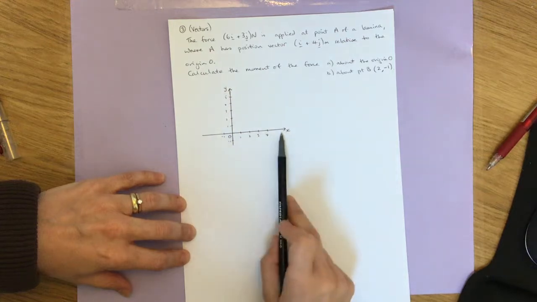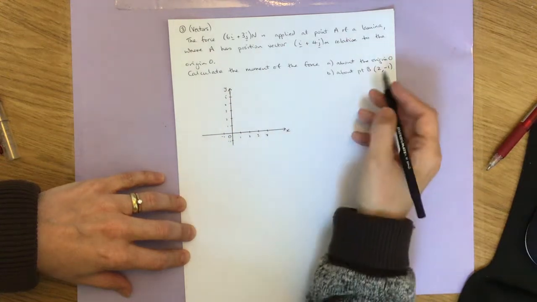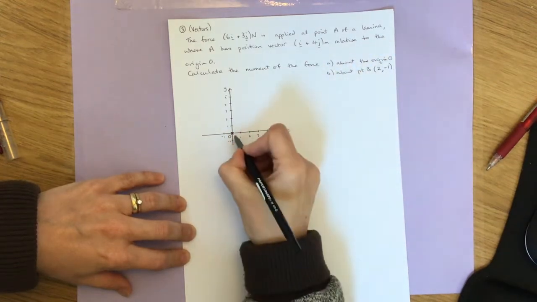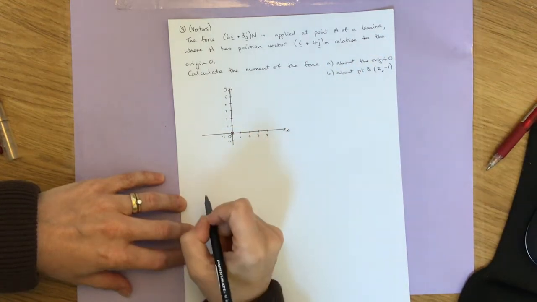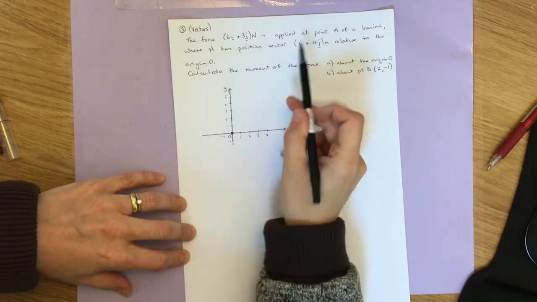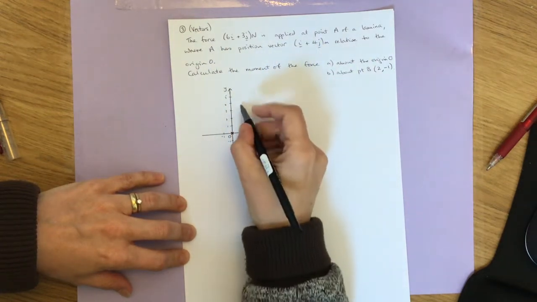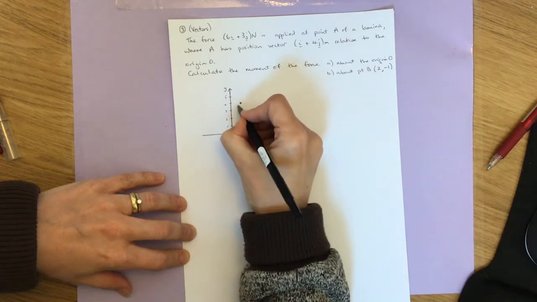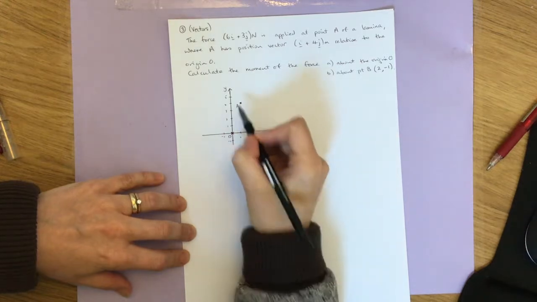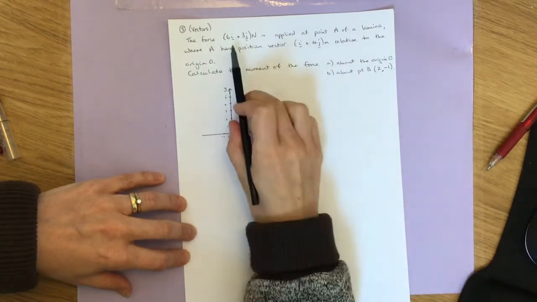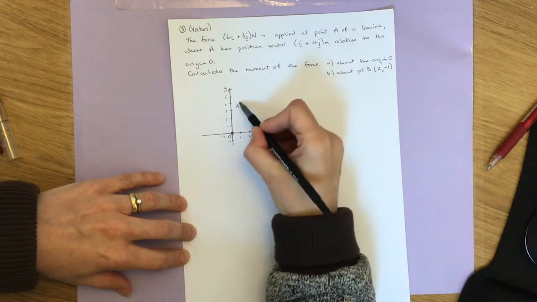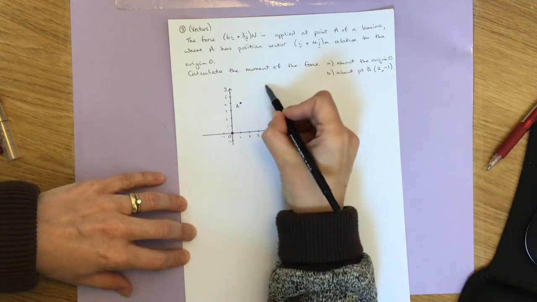So I've just drawn some axes here to get us started, and obviously the origin is going to be there, so that's going to be for this first bit, the point that we're turning around. It says this force acts at point A, so point A has position vector (1, 4), so let's just put point A on here. So there's that position vector, that point A. And it tells us this.